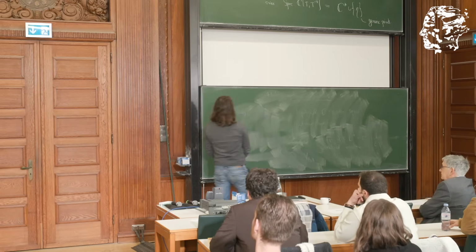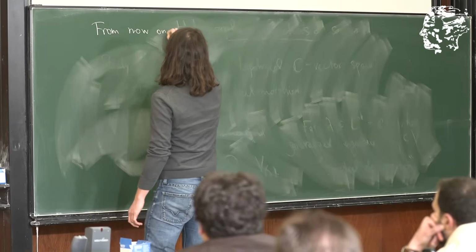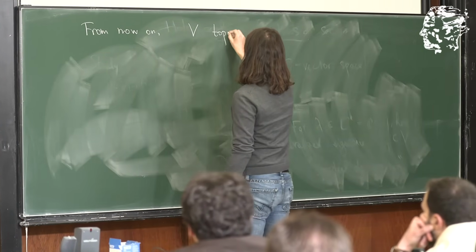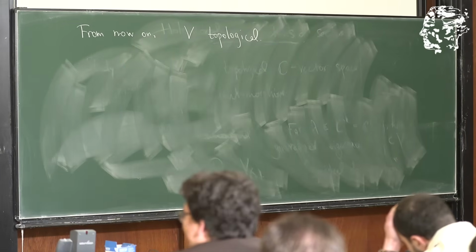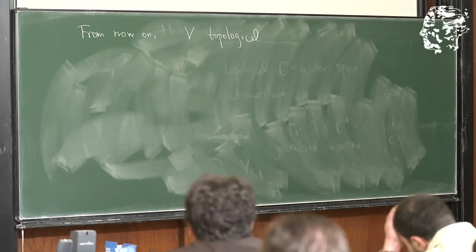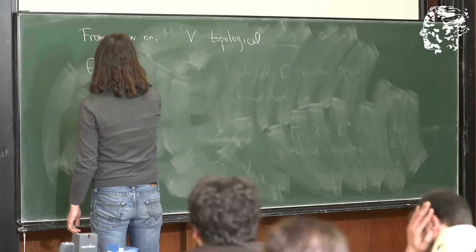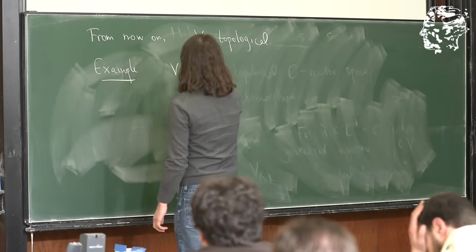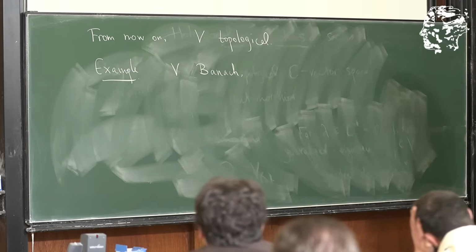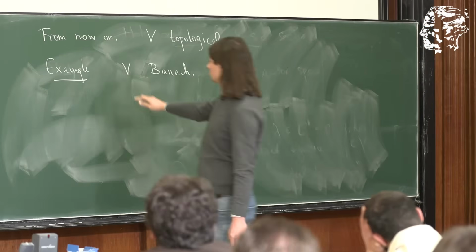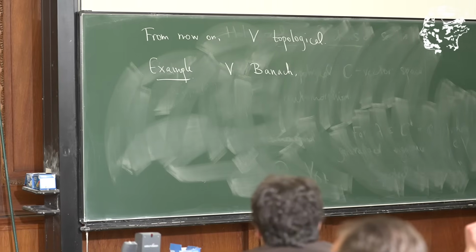Okay, so from now on, I will study the case where V is really a topological space. And I mean, there are many different kinds of topological vector spaces. So let's start with maybe the most convenient class, which is the class of Banach spaces. And when we use a Banach space, it has a norm on it. And maybe as a first pass, let me also assume that T preserves the norm.